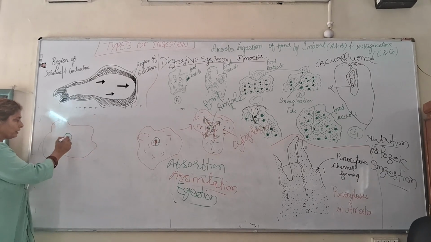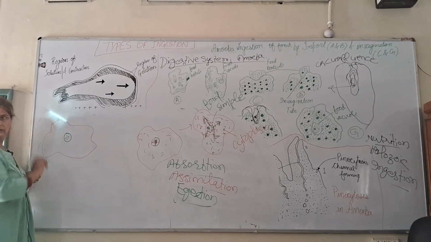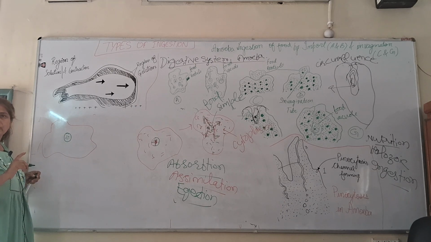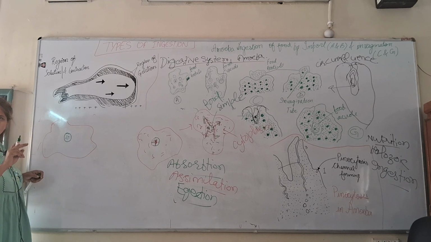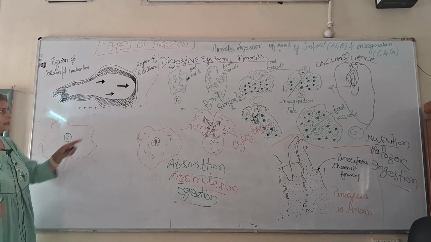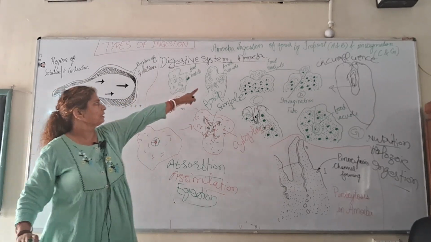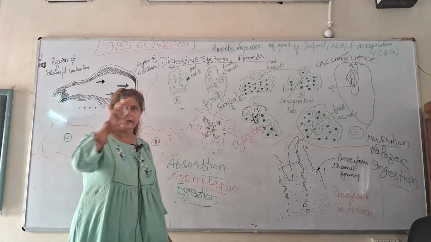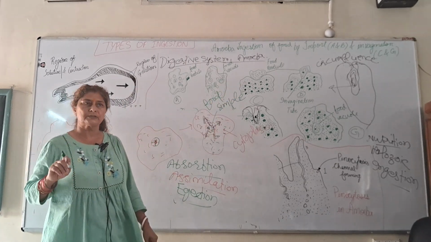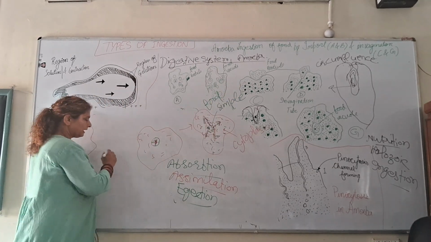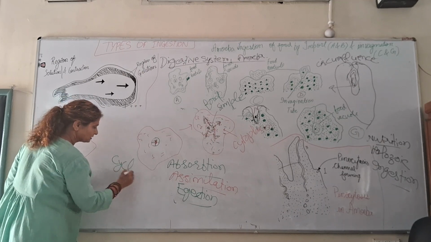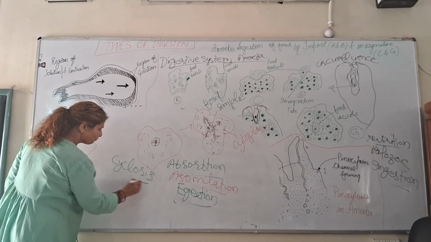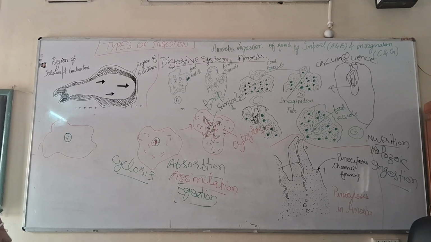Now this food is here, with the help of cytoplasm movement. The cytoplasm does not stay in one place, so it moves from one place to another place. That is called cyclosis. Movement of the cytoplasm is called cyclosis.